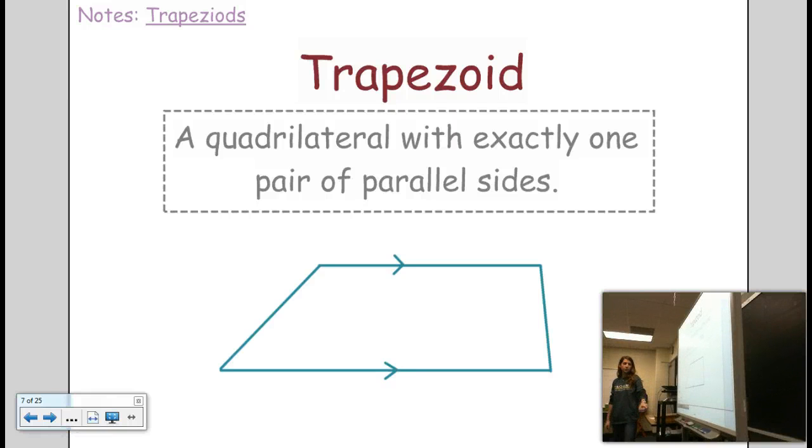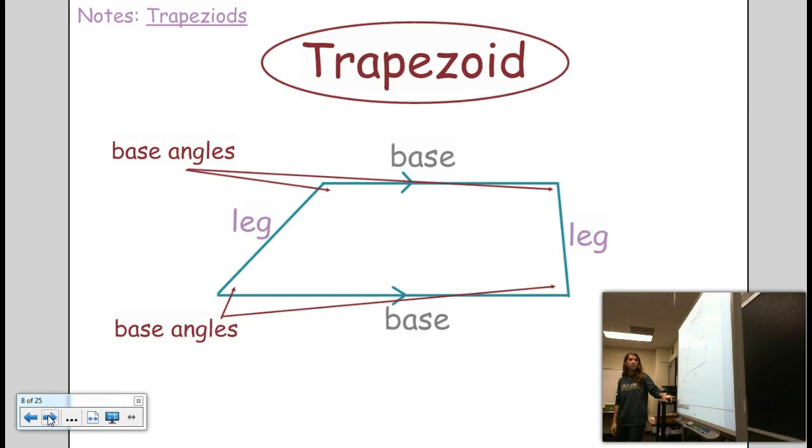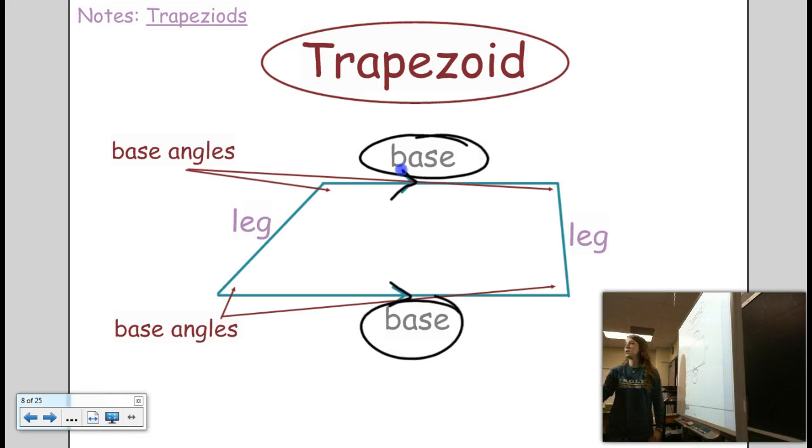Parallel sides. One pair of parallel sides. On your family tree, I need you to label the parts of a trapezoid. The sides that are parallel, and these arrows mean parallel, we call those the bases. So write base and base. Those are the bases. Even though one's on the bottom and one's on the top, they are the bases.